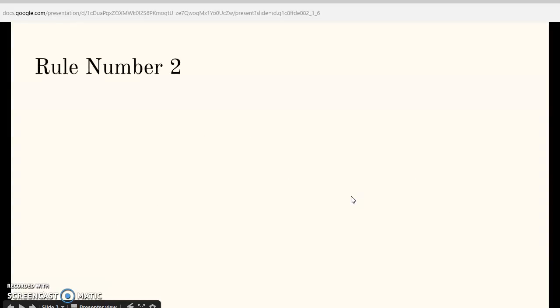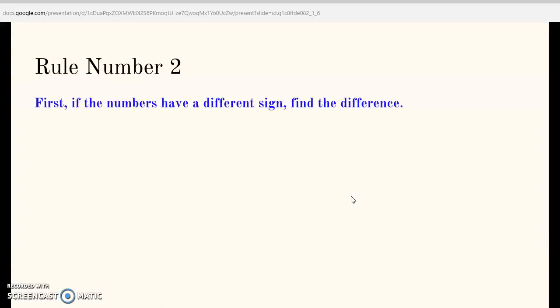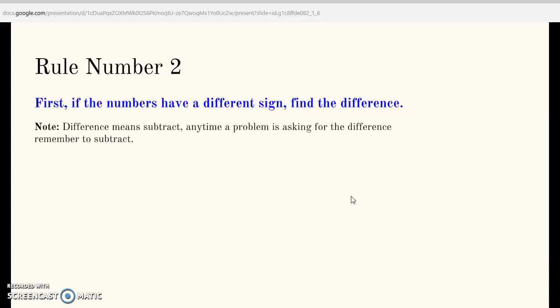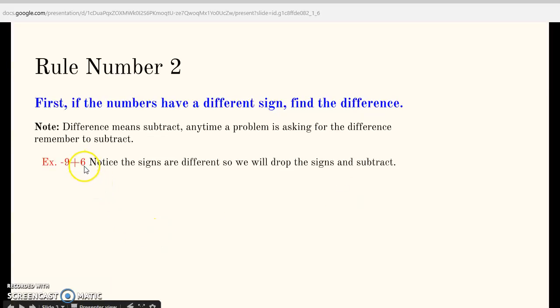Rule number 2. If the numbers have a different sign, find the difference. Difference in this scenario means subtract. In most scenarios, it also means subtract. So for this one in particular, every time you see difference, we will subtract the numbers. Always remember to subtract the smaller number, 6, from the bigger number, 9.